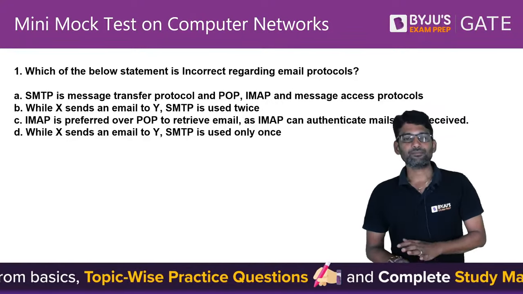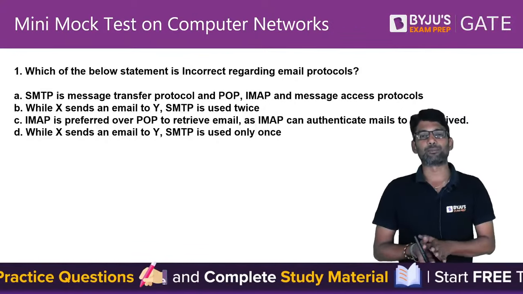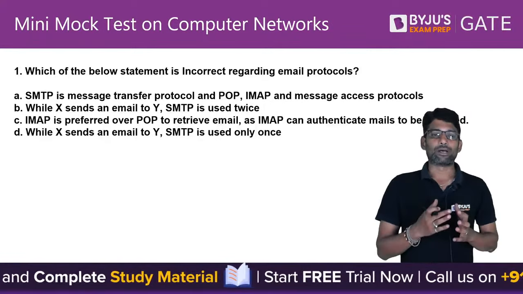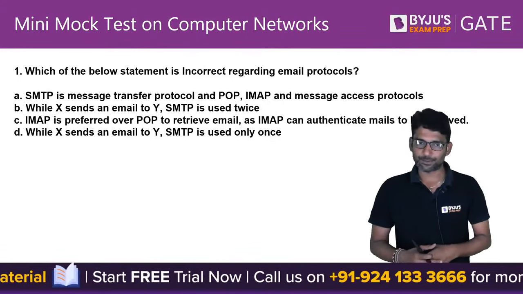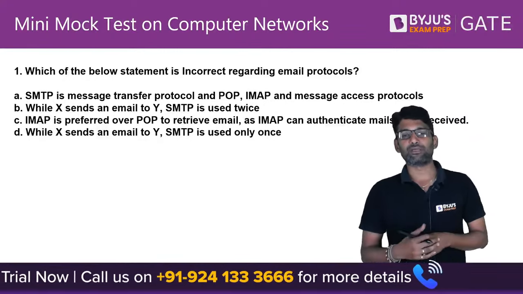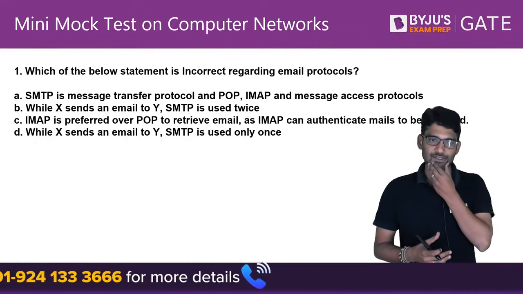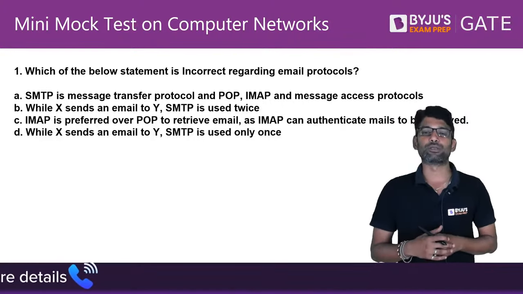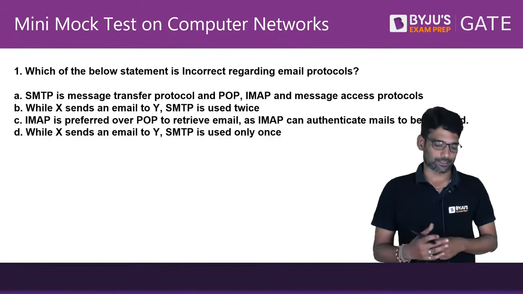Options: SMTP is a message transfer protocol and POP and IMAP are message access protocols. While X sends an email to Y, SMTP is used twice. IMAP is preferred over POP to retrieve email, as IMAP can authenticate mails to be received. While X sends an email to Y, SMTP is used only once. So which of the below statements is incorrect?